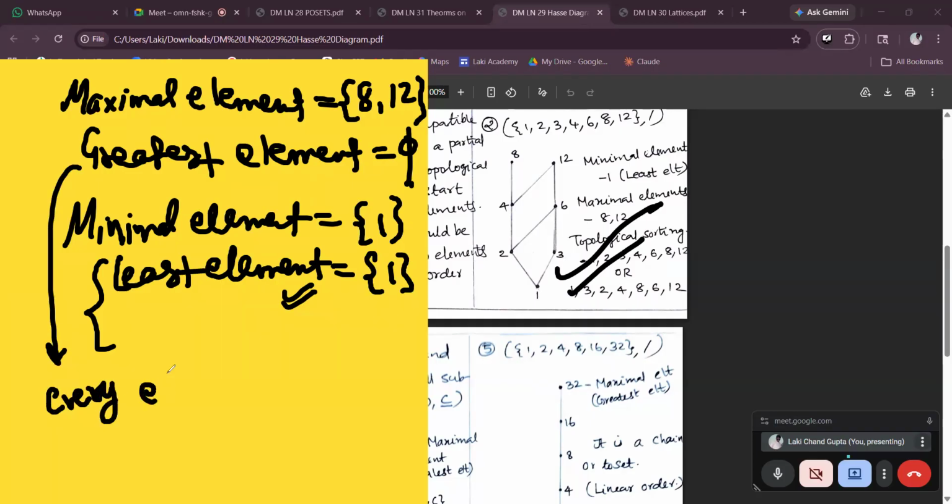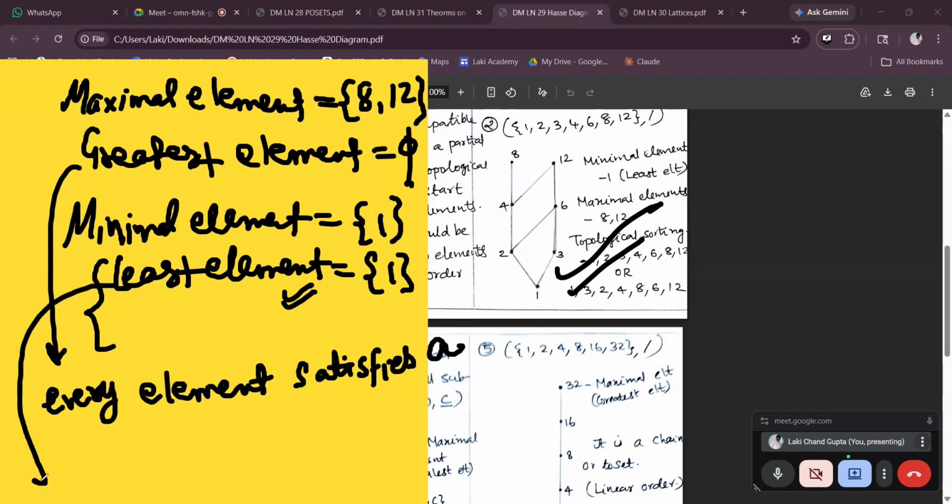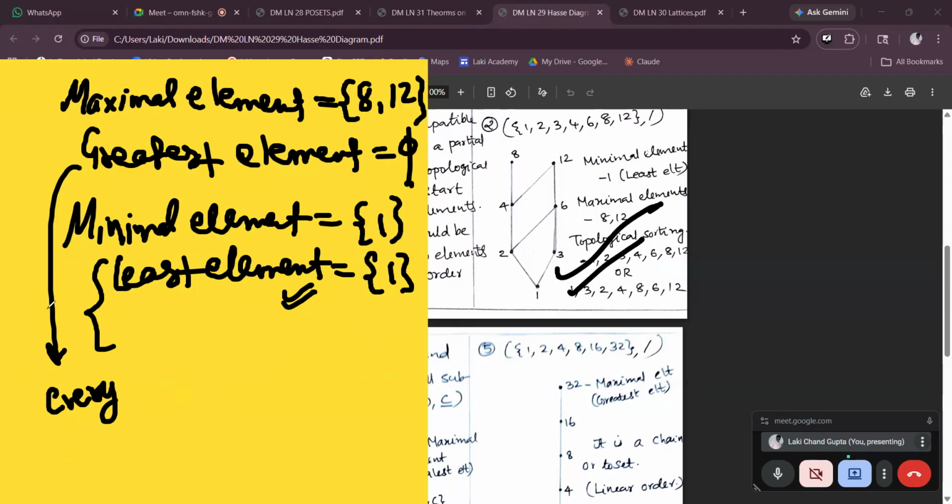Every element satisfies A. Let's suppose the greatest element is A. Okay. Least element means what? It should be unique. Understood, I think. Right now? Yes. So least is 1 and greatest is 10.